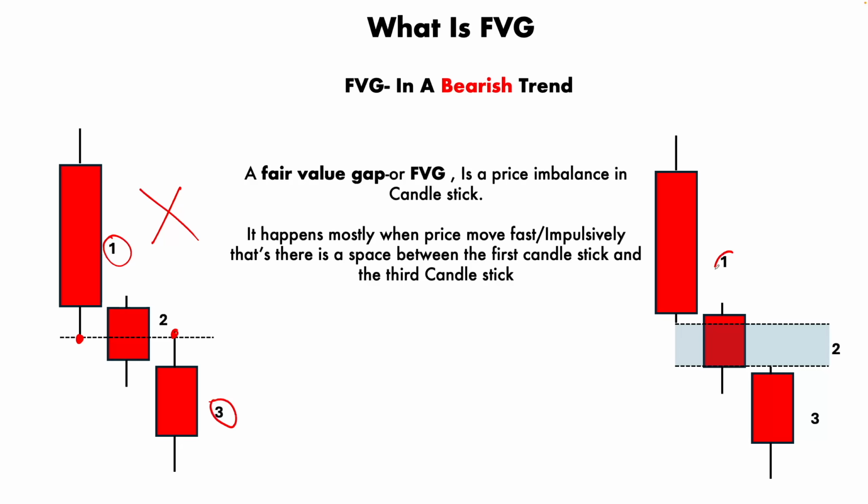But on this one, you can see that we have 1, 2, and 3 here, but the wick of the third candlestick and the first candlestick don't touch. That is why you see a space here, from the low of this candlestick to the high of the third candlestick. This space in between the wicks is what we call a fair value gap.